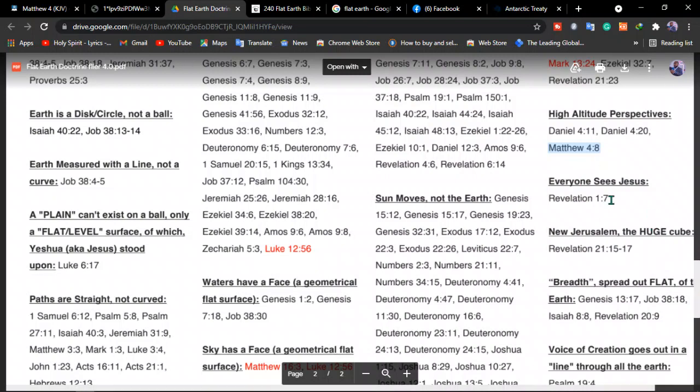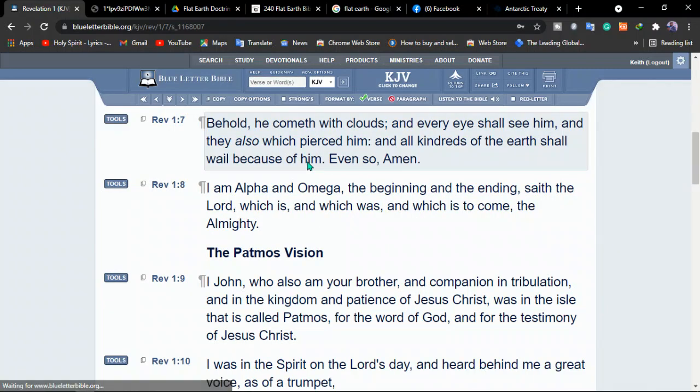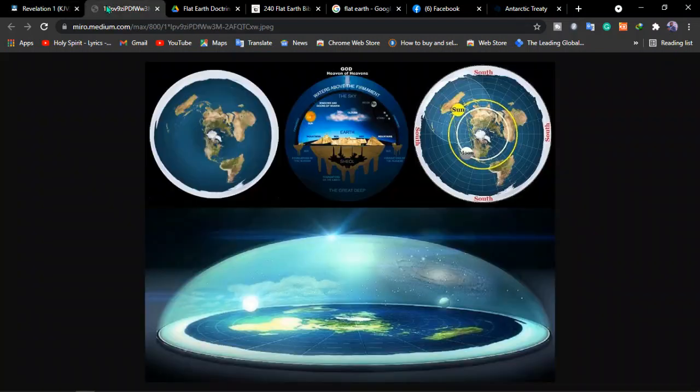Now, think about the time when everybody will see Jesus. How will everybody see Jesus at the same time? Look at this. It means it will be on a flat earth. Behold, he cometh with clouds, and every eye shall see him, and they also which pierced him, and all kindreds of the earth shall wail because of him. Even so, amen. Now, how will everybody here on earth see Jesus coming down? Because Jesus will come from up here. And it's on a flat earth, so we will all see him coming down. Every eye will see him.